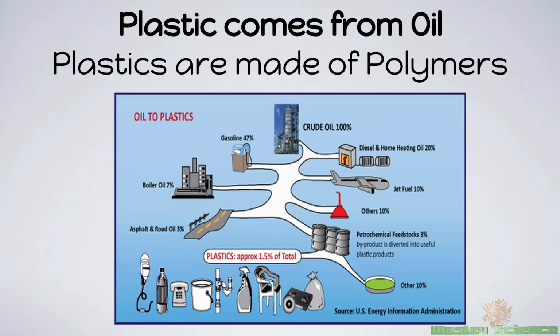So plastic comes from oil. And here's a nice diagram because it shows us where the oil that we drill goes. 47% of it goes to gasoline. 7% goes to boiler oil, which is just oil to heat different buildings and such. And then 20%, which is a large chunk, goes to diesel, which is used for trucks mainly, and then heating homes. 10% goes to jet fuel, 10% goes to others, 3% goes to asphalt and roads. If you total all that, that's 97%. And then you've got 3% left. And of that 3%, half of it, which is 1.5% of the total, goes towards all the plastics in the world, which totally surprised me. I thought a lot more of the oil in the world actually went to plastic, but only a tiny amount goes to that.